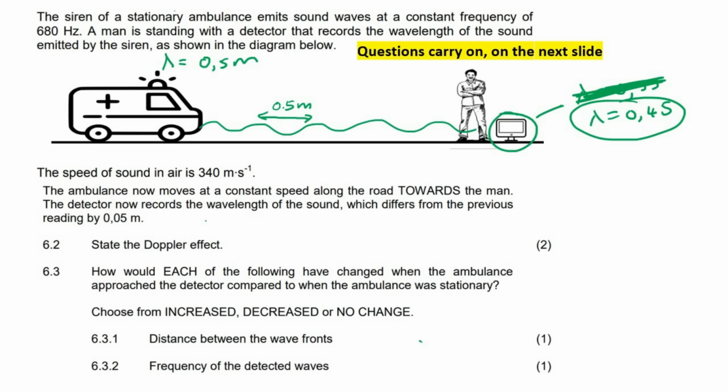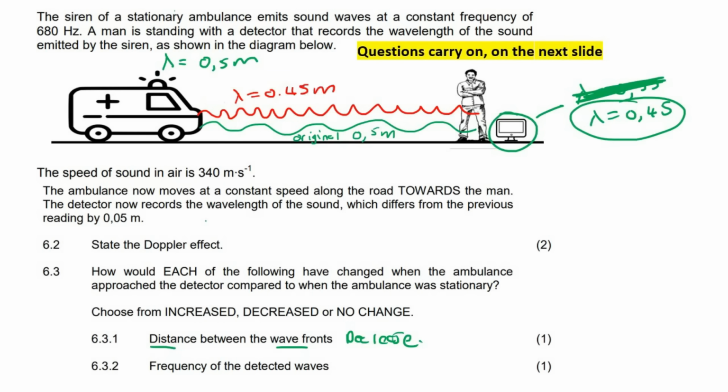So it says here, what will happen to the distance between the wave fronts? That will definitely decrease. What will happen to the frequency? Well, let's see what frequency is. Let's say this is the original 0.5 meters. Now, if we make the wavelengths shorter, look at what happens to the frequency. Frequency is the number of waves per second. So in the red one, which is the 0.45 meter wavelength, as we make the wavelength shorter, we definitely have a much larger amount of waves, so the frequency, which is the number of waves per second, will increase.